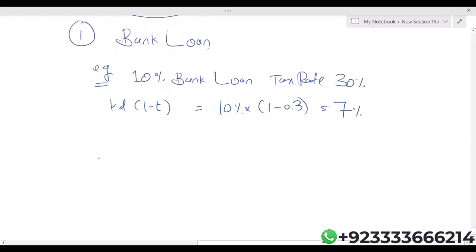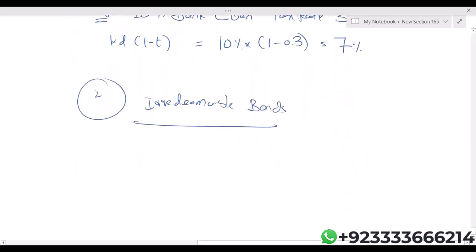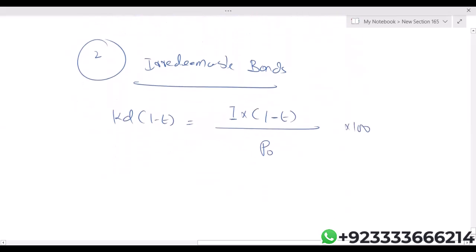Second debt is again important: irredeemable bonds. Now, how do we calculate KD1 minus T in case of irredeemable bond? Look at this. KD1 minus T is equal to I multiplied by 1 minus T, upon P naught. KD1 minus T is simply cost of debt after tax. I is the cash interest.